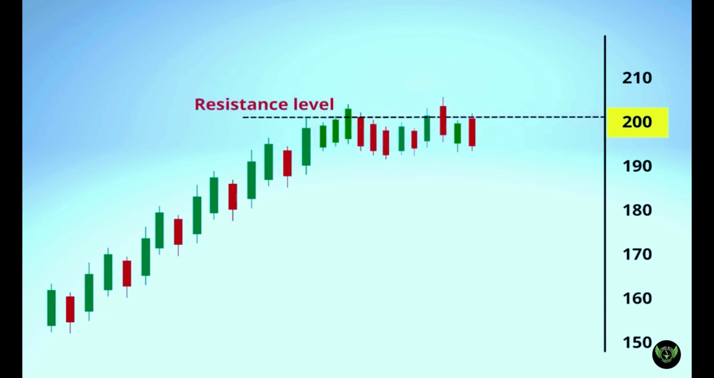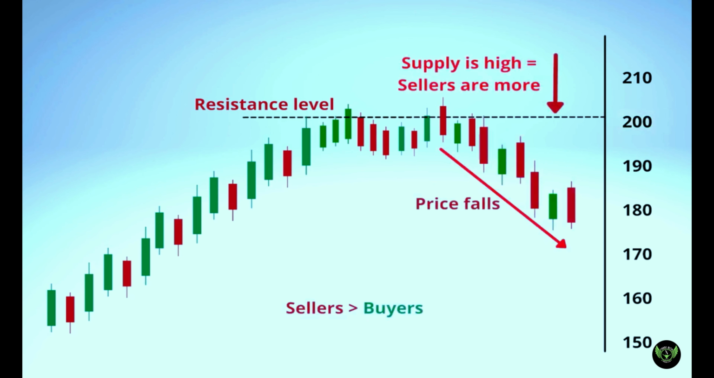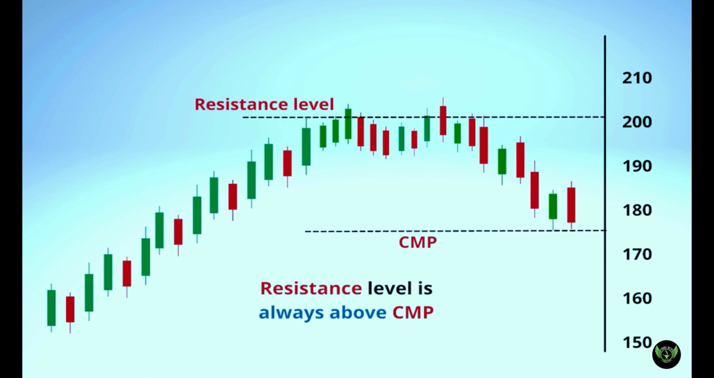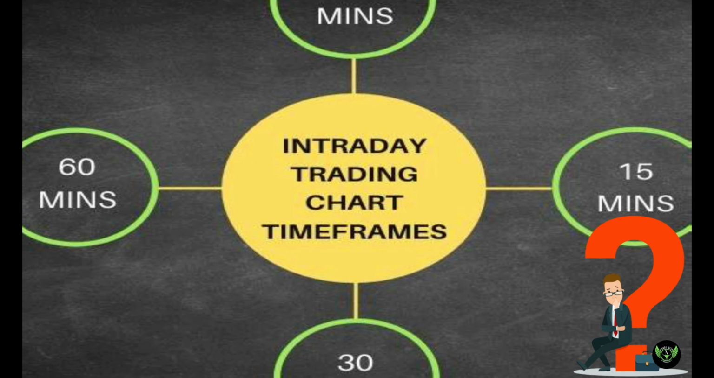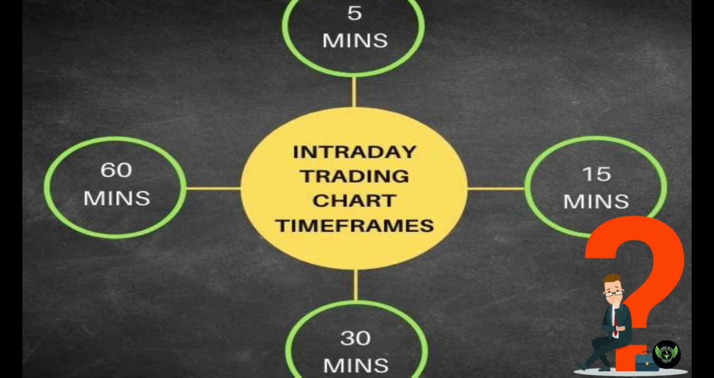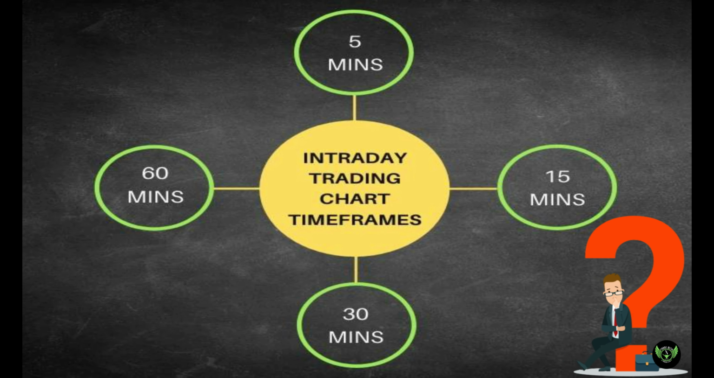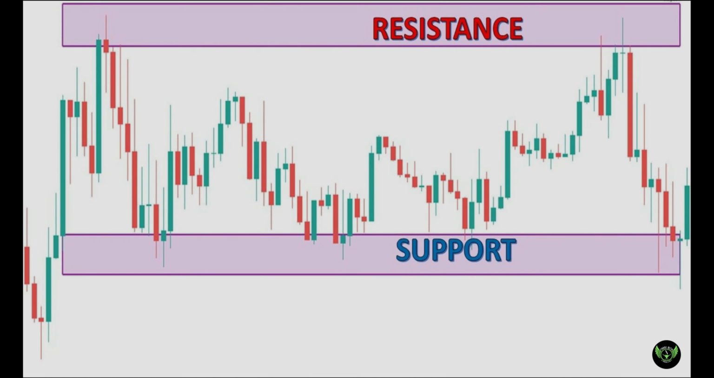This particular price level will look like it is stopping the prices from moving further up. So this level is known as the resistance level. The number of sell orders at this price level is higher than the number of buy orders, or the supply is higher than the demand, due to which the prices start to fall from this level. A price level is said to be a resistance level when it is above the current market price.